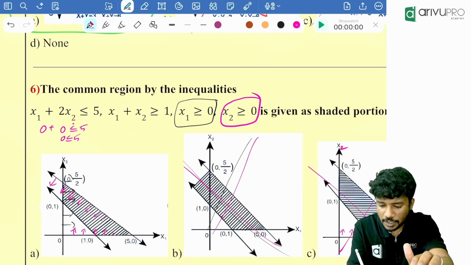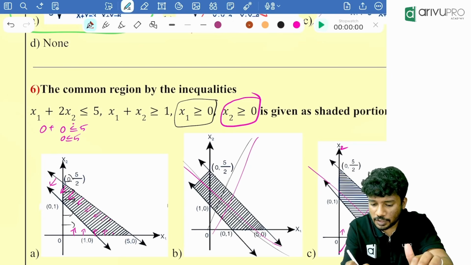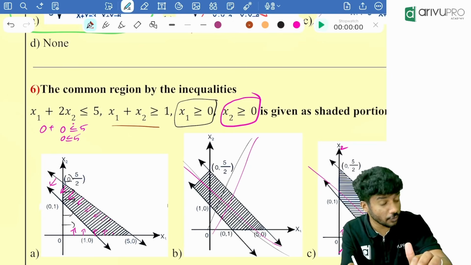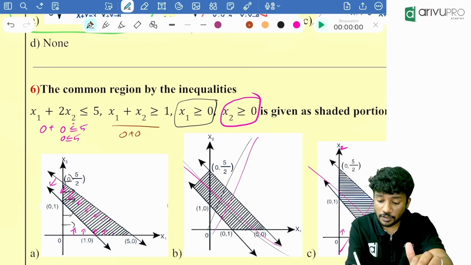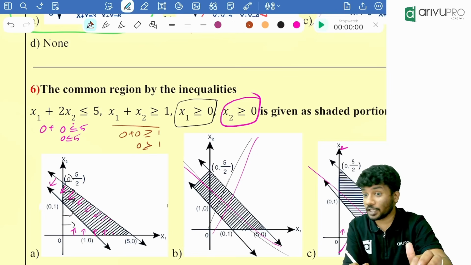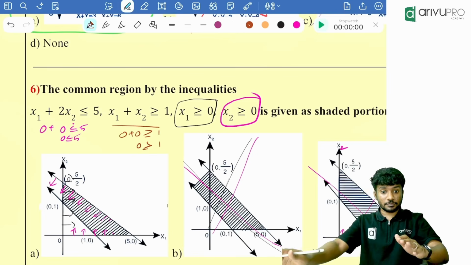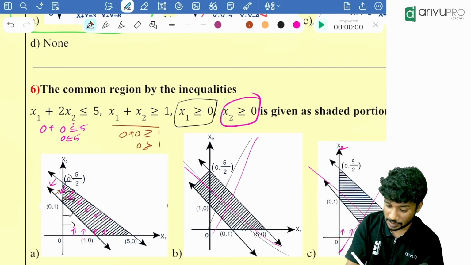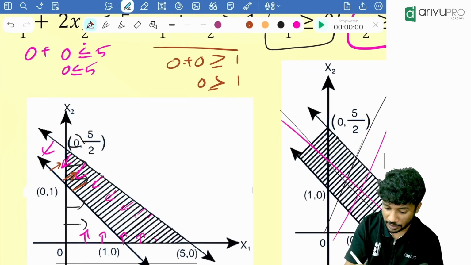Now tell me, next one is what? x1 plus x2 is greater than or equal to 1. Put 0, 0. 0 plus 0 is greater than or equal to 1. 0 is greater than or equal to 1. That means, is 0 greater than or equal to 1? No. That means it is going away from the origin. Which one is going away from the origin? This graph. Second graph is going away from the origin.